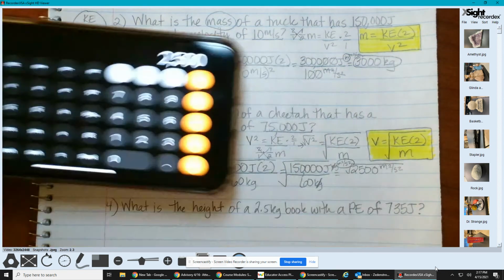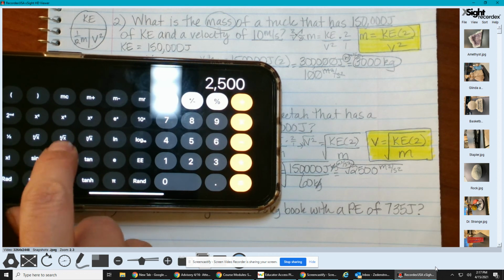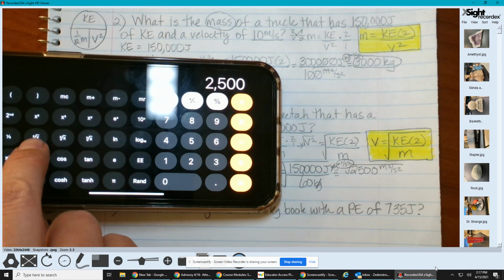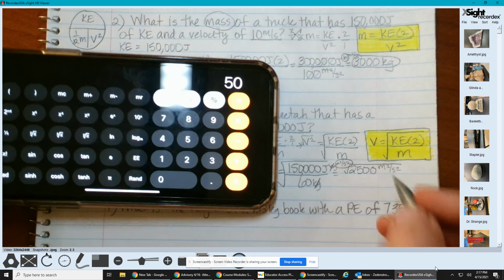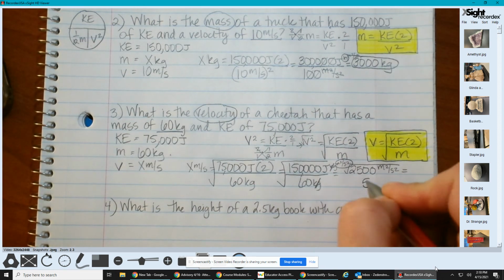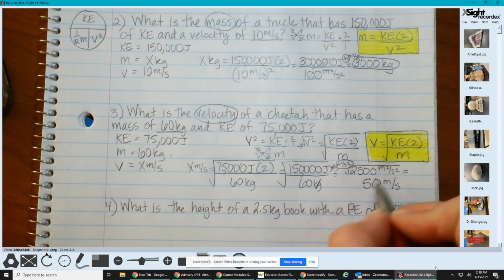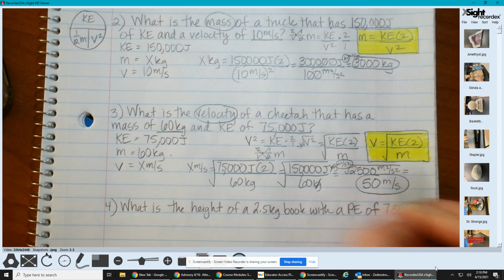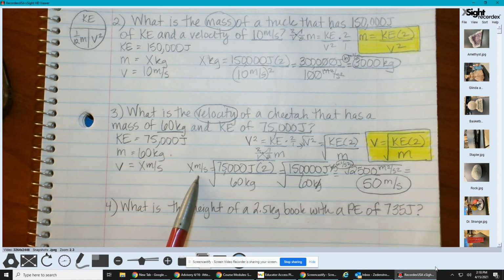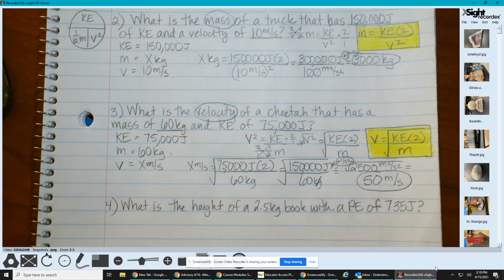There it goes. All right, 2,500, and my square root button is the little squared over around the X with the 2. So that leaves me 50. So I'm going to say equals, and remember, it didn't just square root the number, it also square rooted the units. So now the squared on the meter is gone and the squared on the second is gone, leaving me exactly what I need, which is meters per second. So 50 meters per second is the velocity that the cheetah is running. They are fast.